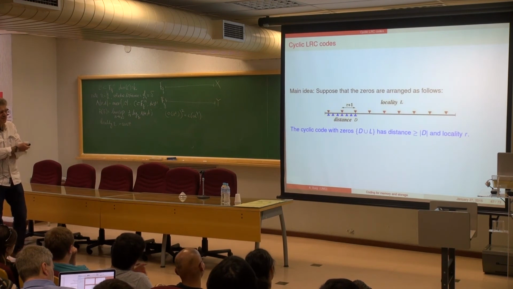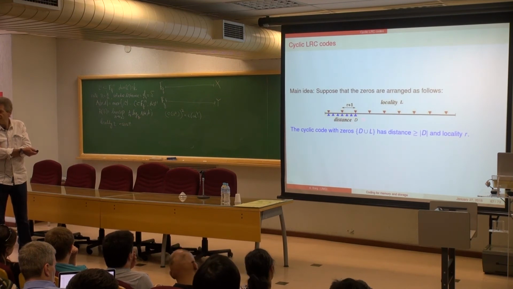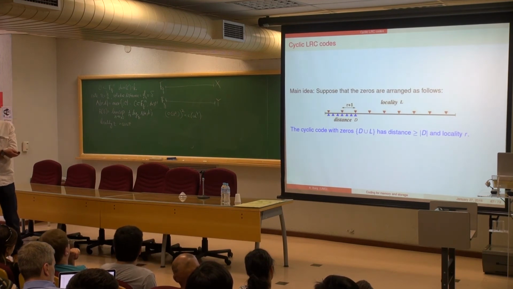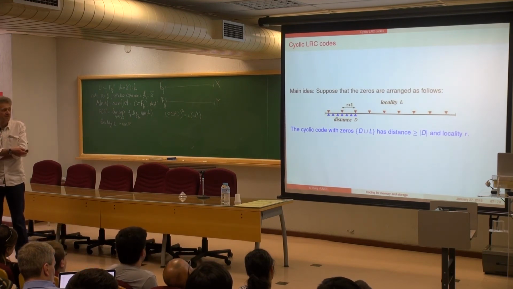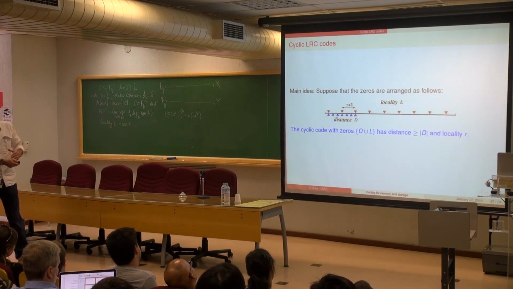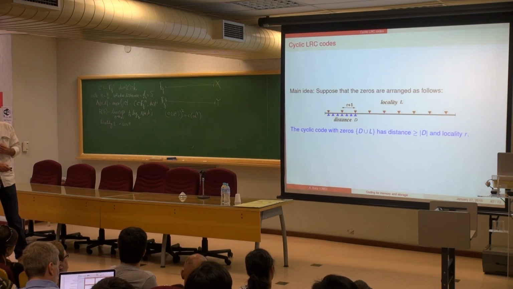And let us have a theorem. The main idea is this. We have 2 sets of zeros of the code. Consecutive zeros along the way of the BCH bound give us the distance. The jumpy zeros give us the locality. And you can see that we want as few zeros as possible because this boosts our dimension. So we want the intersection of these two sets as large as possible. And so we really want to start at the first and end at the last. That's the divisibility that is forced upon us if we want this construction. So the cyclic code with zeros d and l has distance at least d plus 1 and locality r.